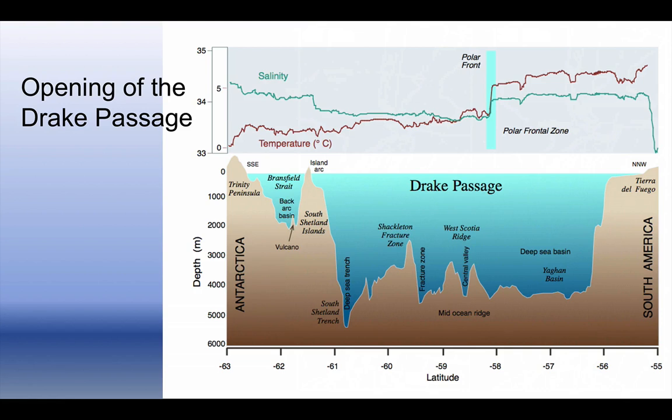You can see the graph at the top of this diagram showing a significant jump in temperature as we get to the polar front, this boundary between warmer and colder water that circulates around Antarctica. There's also a corresponding change in salinity of the water as well.